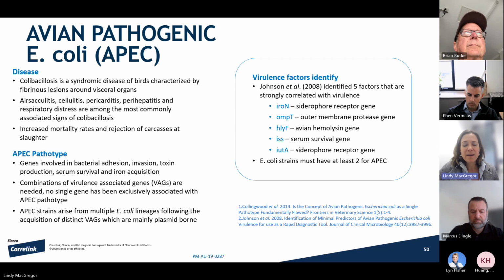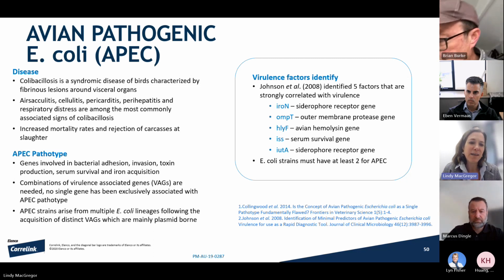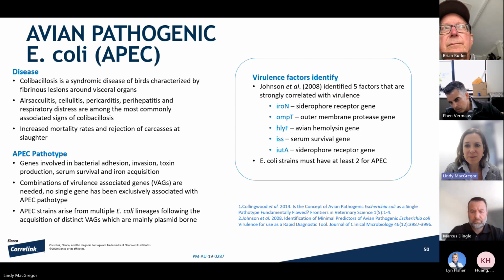So it's just important to see that link, that if we are decreasing pathogenic E. coli in the gut, we're not necessarily just affecting the gut health. We're affecting the syndrome of colibacillosis in those flocks.